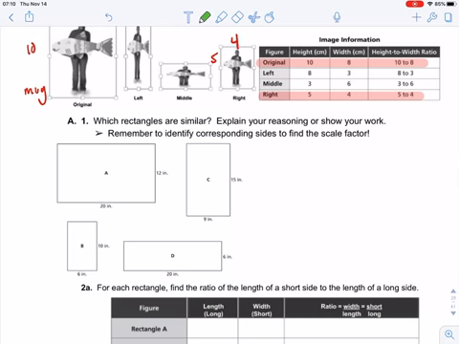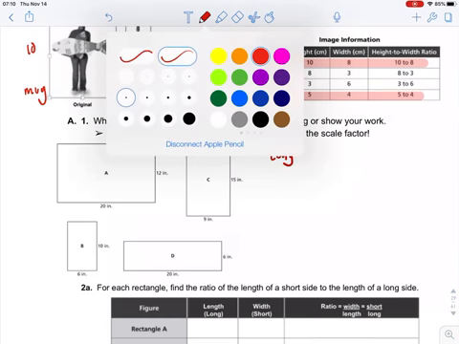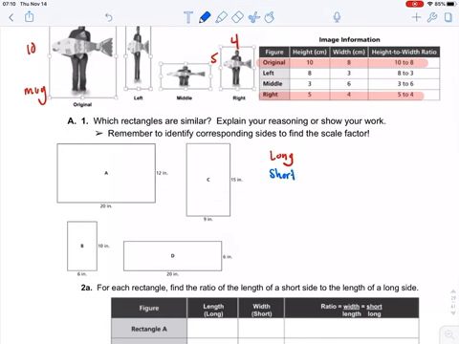Okay. Now, which rectangles are similar? So I'm just going to keep it the same like they did over here, height to width. I'm just going to say long side over short side, for shape A and for shapes B, C, and D. And whichever ones are equal are the ones that are going to be similar to each other.